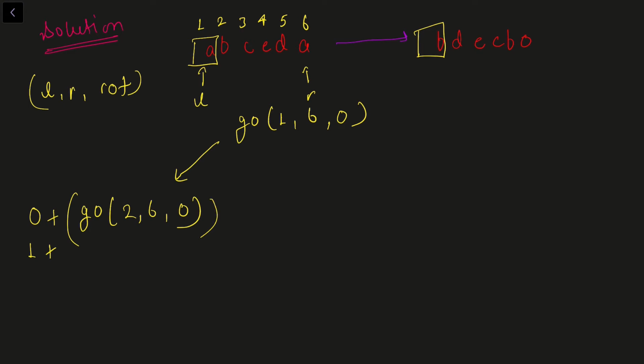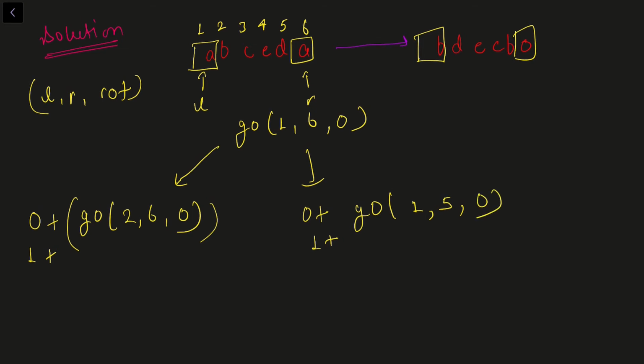Apart from this, I can also check the last character of our current string with the last character of string B, and if they are equal, then I'll add 0 to the answer, otherwise I'll add 1 to the answer, and I can recur for 1 comma 6 minus 1, that is 5 comma 0. Okay, we haven't rotated it. Now there's one more operation that I can do, that is I can reverse the whole string. In that case it will cost me C units, so I'll add C to the answer, plus I'll recur for the same string from 1 to 6, but this time it is in rotated form.